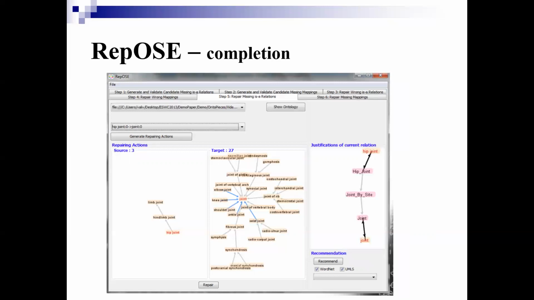We can also do completion. So here the missing isolation is actually hip joint is a joint. And now the system is going to propose us two sets of concepts. The idea is that whenever you use a concept in this set and a concept in this set, and you make an isolation from here to here, then this hip joint is a joint will be repaired. So for instance, if we would take limb joint is a joint, then of course hip joint will be a limb joint and therefore a joint. So the isolation is repaired.